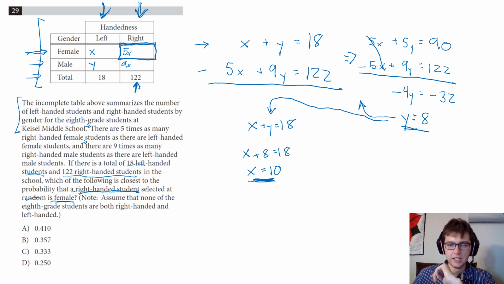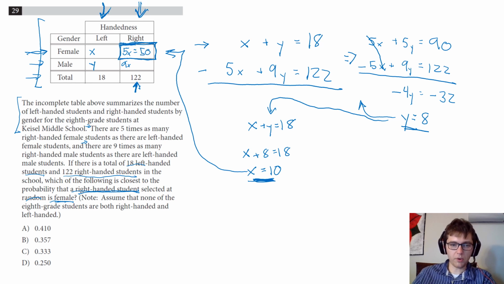Okay, so that's really the key thing here. Now you know X is equal to 10. Remember, what we're gunning for is to get this box filled in. So go ahead, plug in your X is equal to 10 right here. So 5X, now that we know that X is equal to 10, is equal to 50.